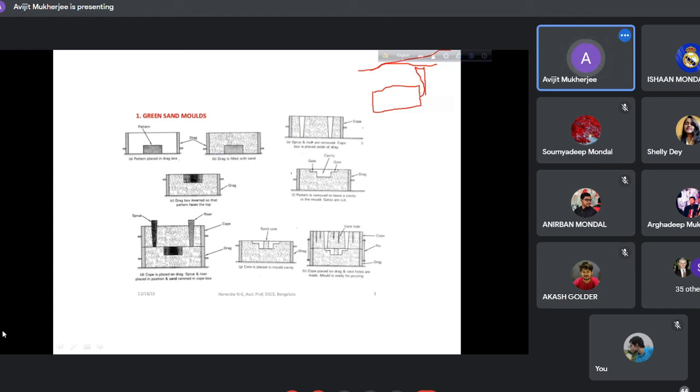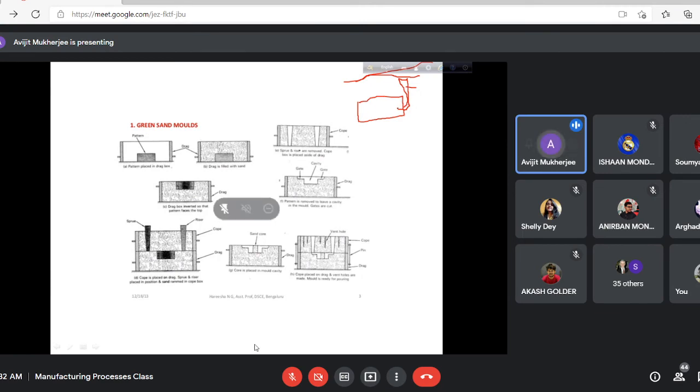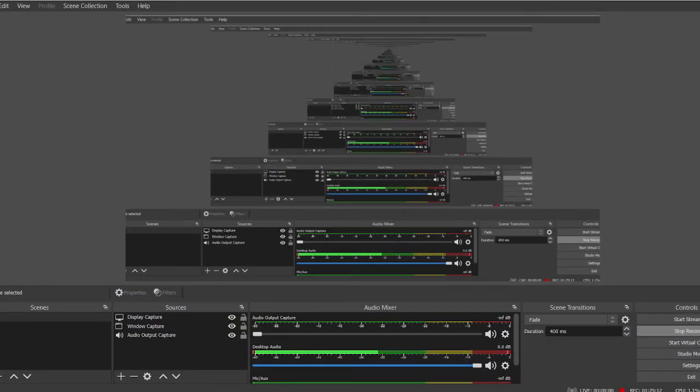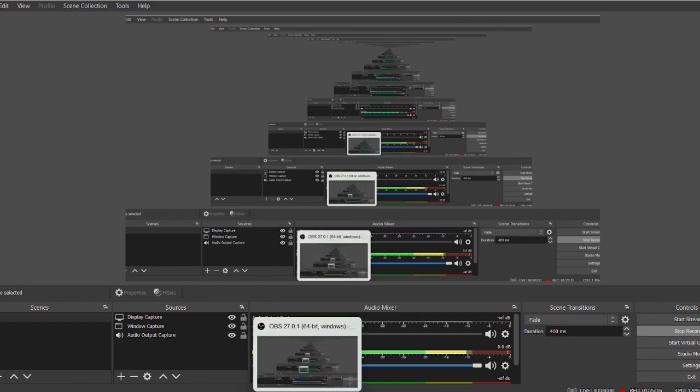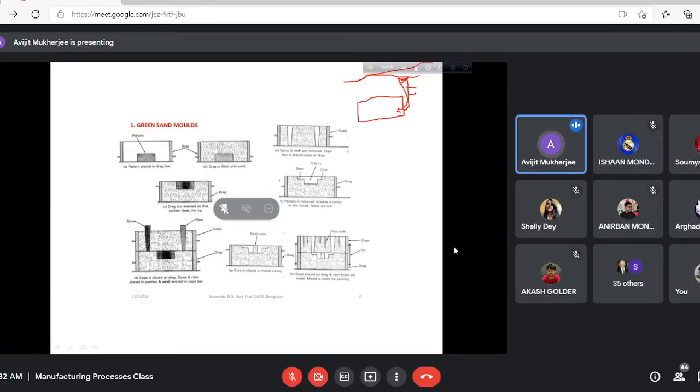Then it is entering from this point. So this is the ingate, actually, through which the molten metal finally enters inside the cavity. And this vertical portion is known as downgate. And this portion is known as pouring basin. So later on, we shall discuss in detail again.